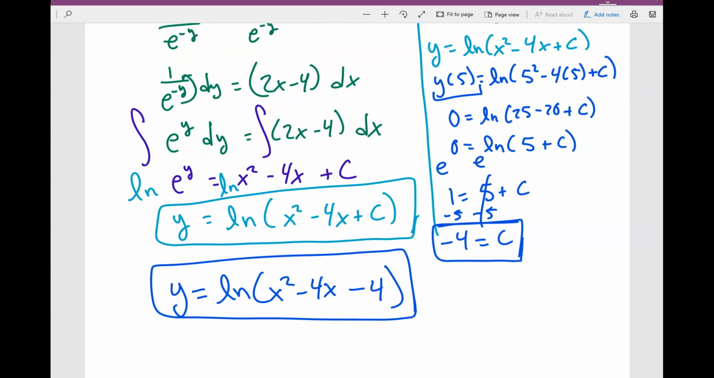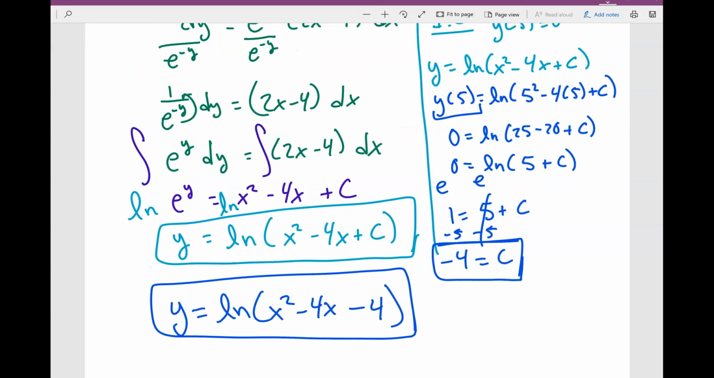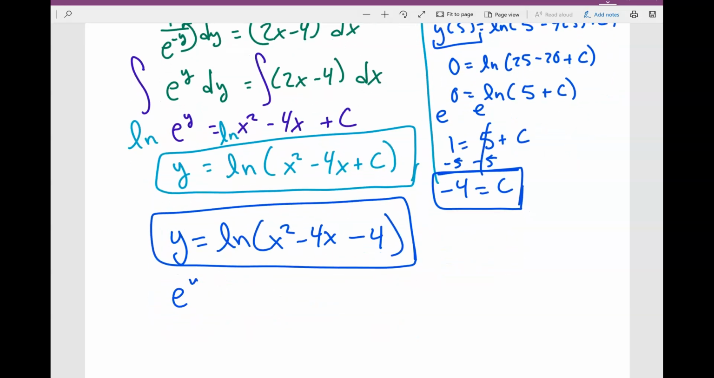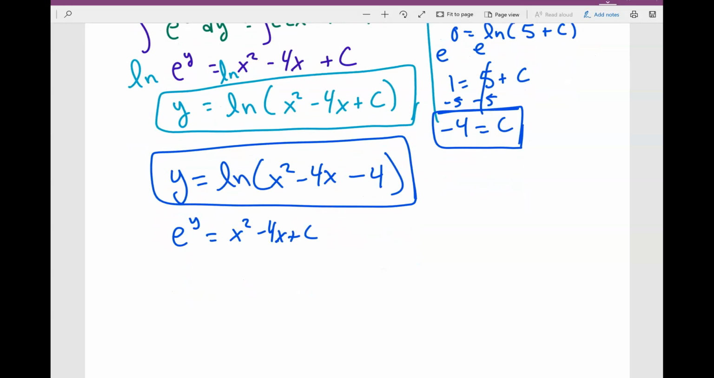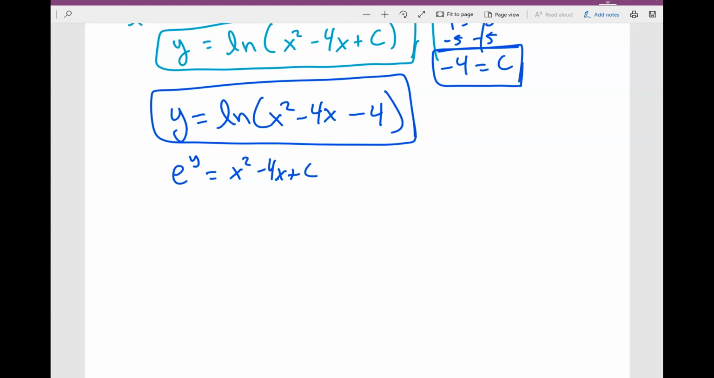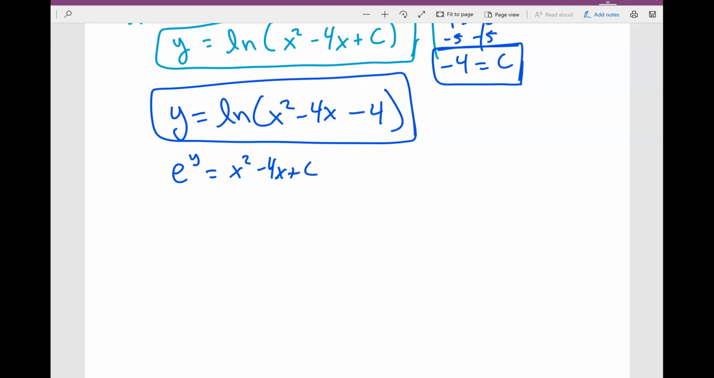Okay, now notice here that I didn't necessarily have to take the ln of both sides. I could have just left it as e to the y is equal to x squared minus 4x plus c. And I think that would have been easier to do because then I can just plug in what y is and plug in what x is, and then it's just easier to solve for c. But I actually took this extra step. Now, usually if you have a differential equation, sometimes it might be really difficult for you to solve for y.